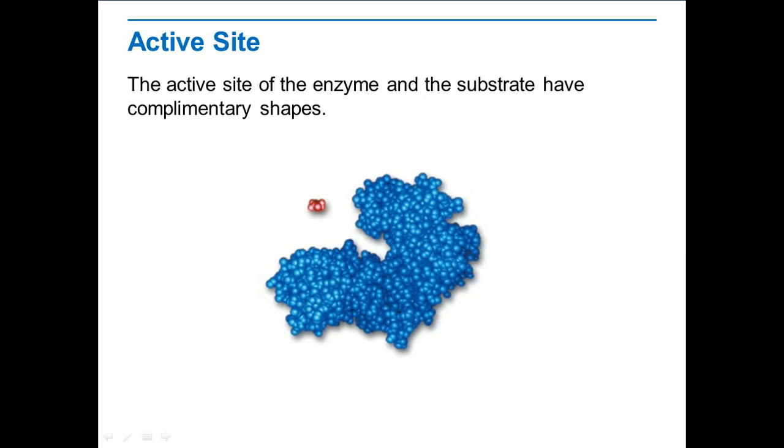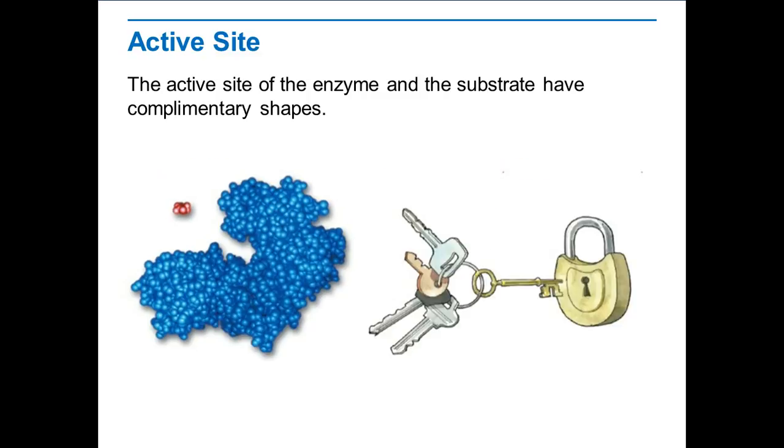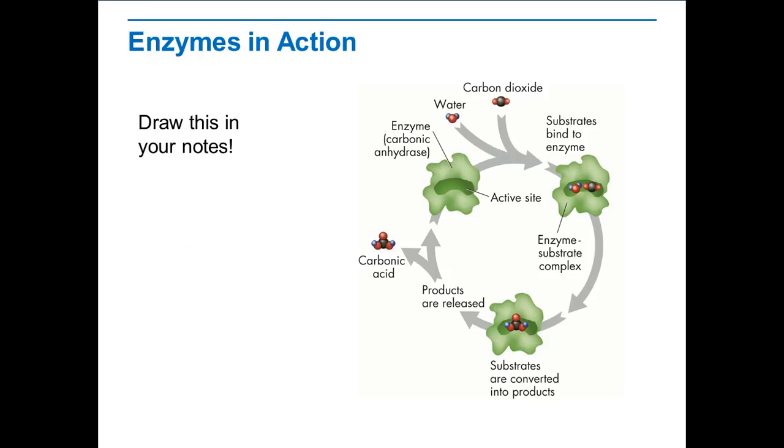And that site where that occurs, that's called the active site. The active site of an enzyme and a substrate, they have complementary shapes. Now a good analogy for that is like a lock and a key. So the enzyme would be the lock, and the substrate would be a key, and it fits into the lock in a certain way. We're going to learn more about this later when we study metabolism and homeostasis. Now, this is a very important concept, so I want you to draw this in your notes. I want you to draw this and label what's going on, and make sure you use the terms substrate, product, active site. Make sure you understand what those are.